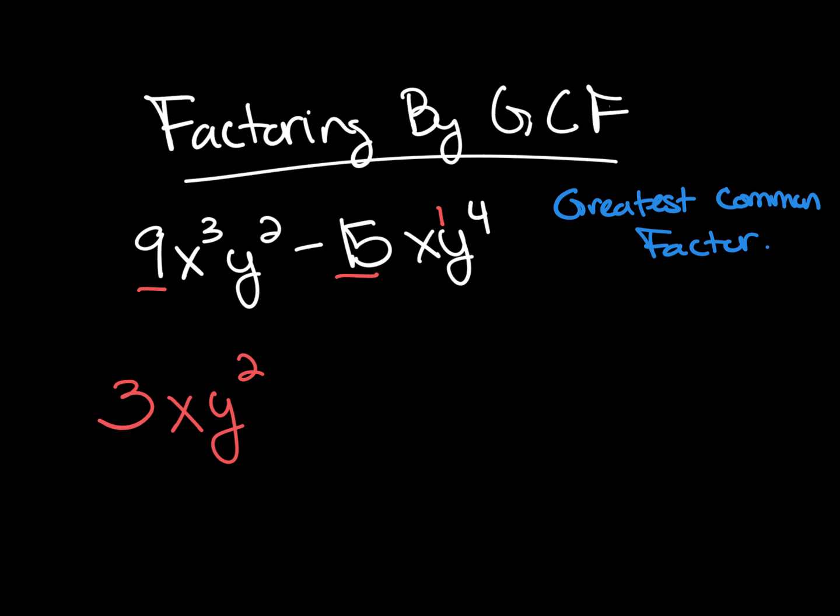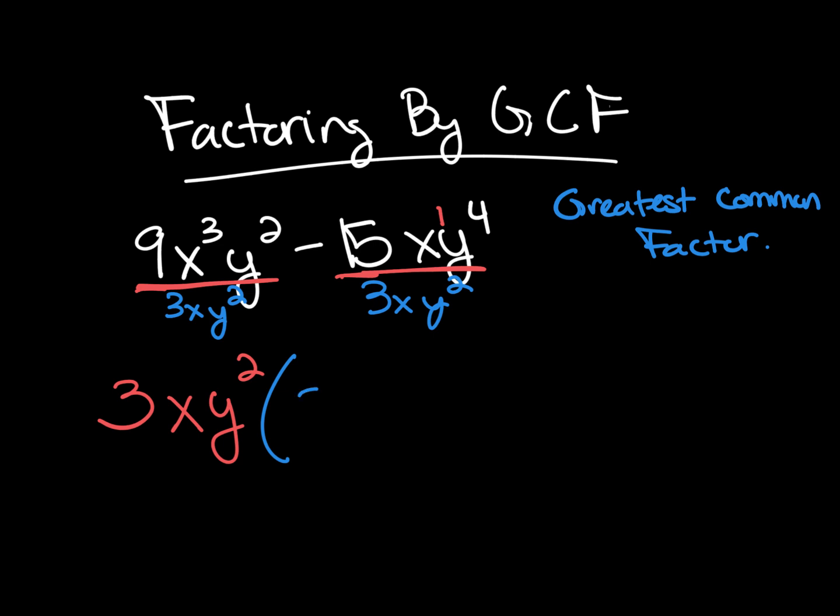After you identify the GCF, what you're going to actually do is divide it out of both terms from the original problem. That's what factoring is. It's breaking it down to what was multiplied together before we got here. So when I divide out the common factor, that's what we find.